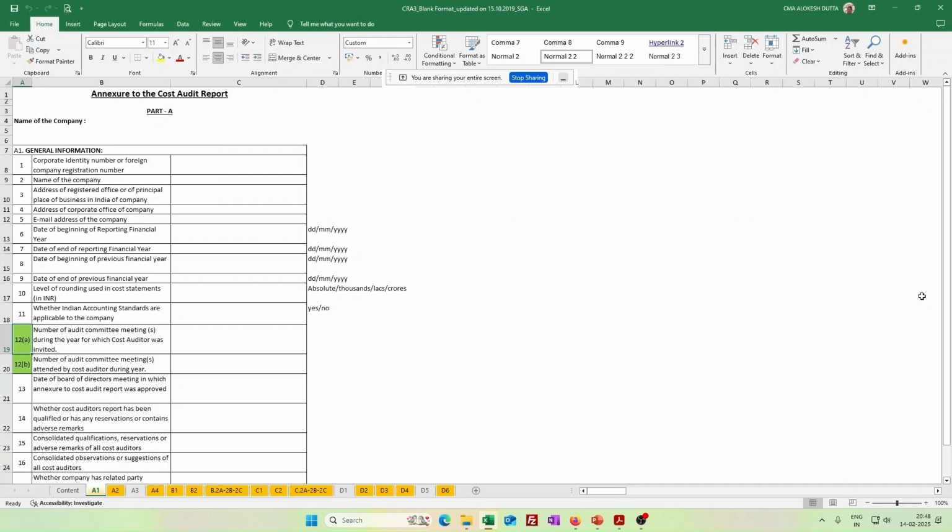Part A is general information. Part B is meant for manufacturing industries, where actual data is to be given; quantitative data, financial data and cost data should be shown. And Part C is for the service industry, same thing. Part D is common for production and service centers.